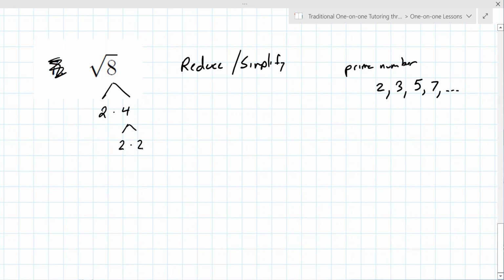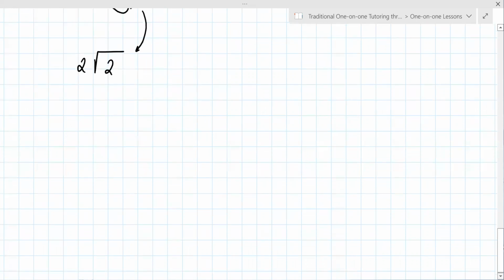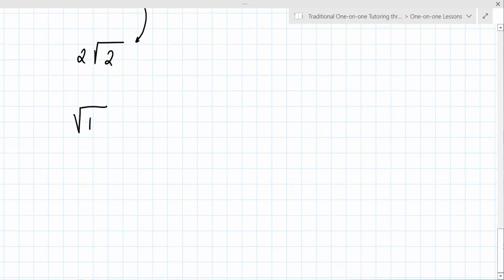Now, the way I teach this may be different than you've seen: you circle any pairs. And for each pair, you bring a 2 out. So it's 2 square root, and then whatever's left over goes back inside the box. Okay, that's cool. All right. Now, if that made sense, let's try the square root of 12 together.